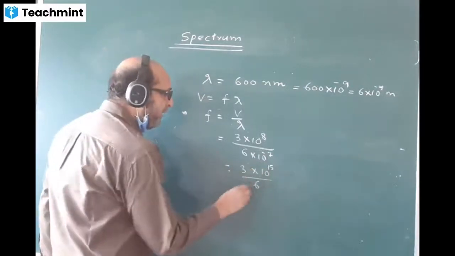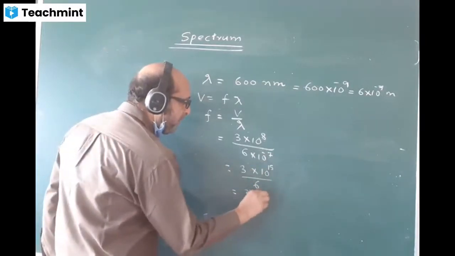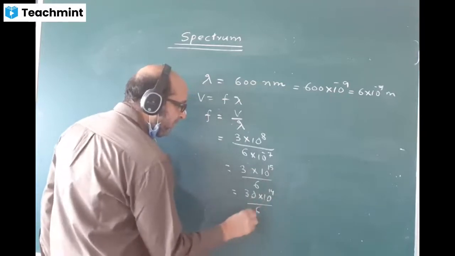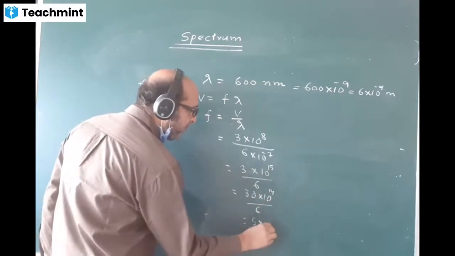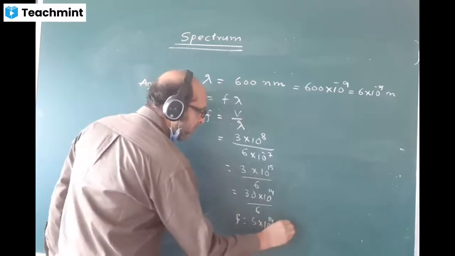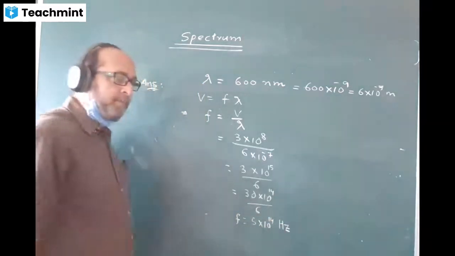Okay. The item will become 30 into 10 to the power of 14 divided by 6. Cancel it with 5 into 10 to the power of 14. This is the value of f. This much works. It is very easy.